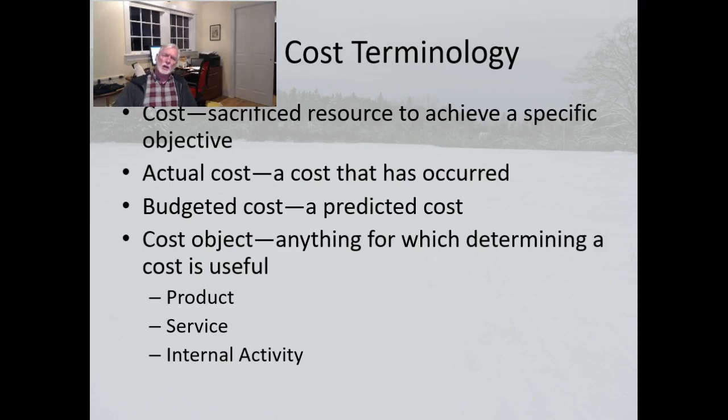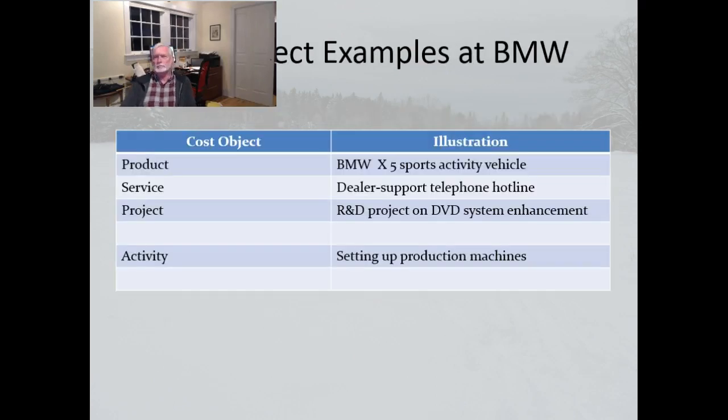So let's look at an example. I'm going to use BMW as an example. They have a plant in Spartanburg, South Carolina, and they build their SUVs there. So in that plant, they build the X5, and that's a product. They would want to know how much it costs to build an X5 in the plant in Spartanburg, South Carolina. They're probably also building other models of vehicle there, so it gets a little more complicated when you don't have a single product, you have multiple products.